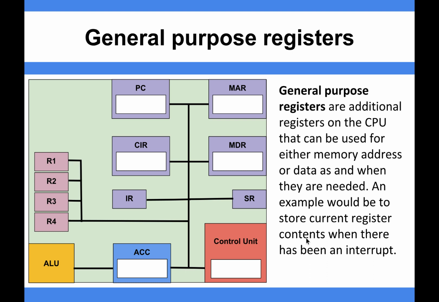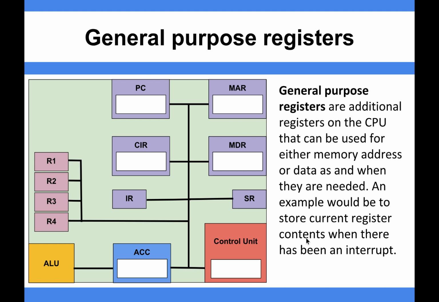You also use them sometimes if you're copying data from one location to another. You're going to see R1, R2, R3 as variables when things are being executed. You're going to see these referred to in assembly language when you look into that in more detail.